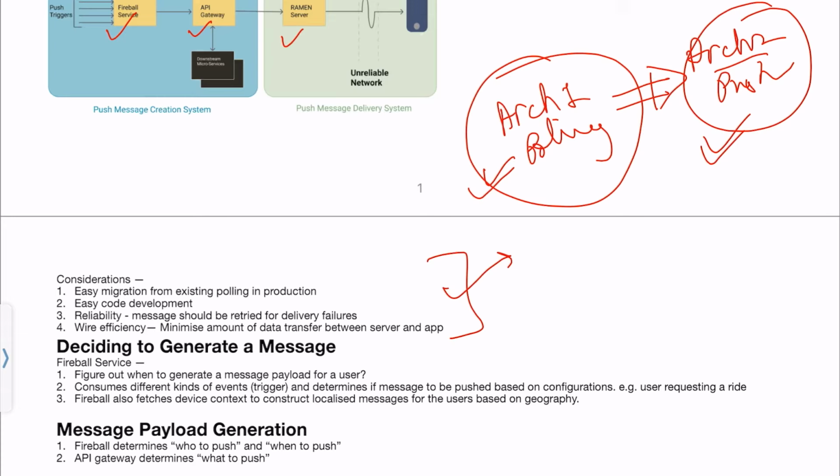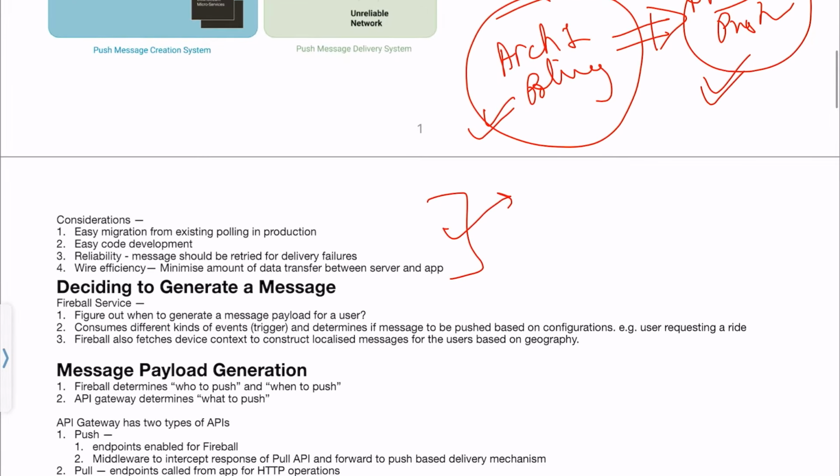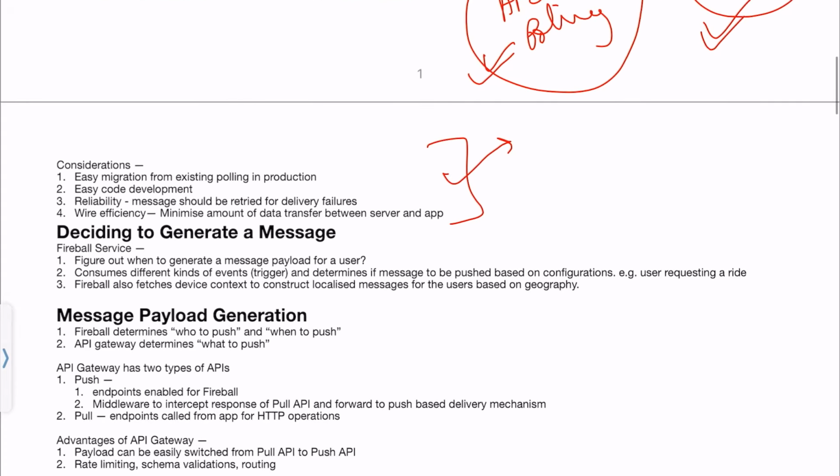From the user perspective, they should not know whether you are doing push or pull. They don't care actually. They just want the notifications to be received, and the experience should not be impacted. Great. So what are the considerations? Easy migration from existing polling in production. We want an easy migration approach, easy code development. Whatever new logic you are writing, it should be easy to develop.